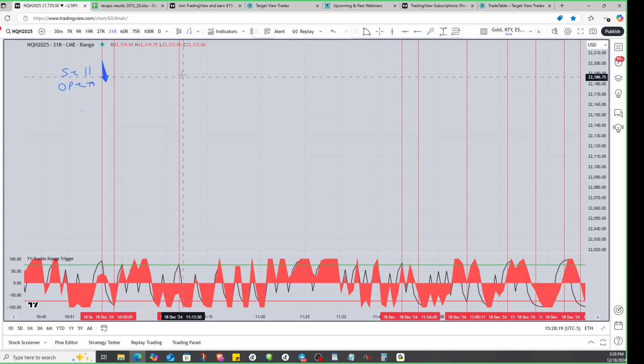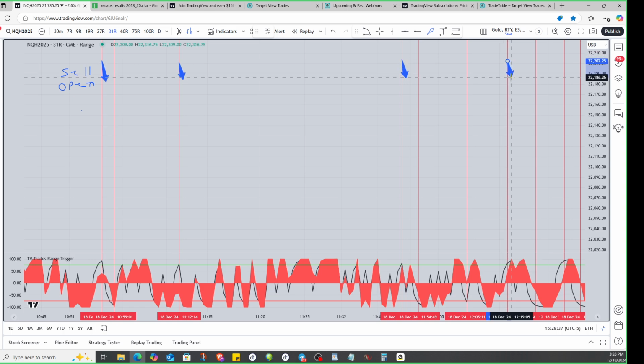And continuing down, you would sell the open of the next bar on this one, so it would be that bar right there you would sell. And on this one, you would sell the open of the next bar here. So we'll go back and look at this in a minute. Okay, and on this one, you would sell the open of this bar.